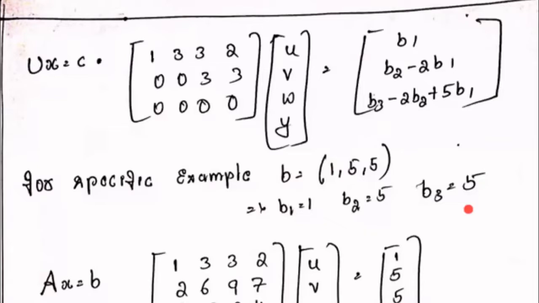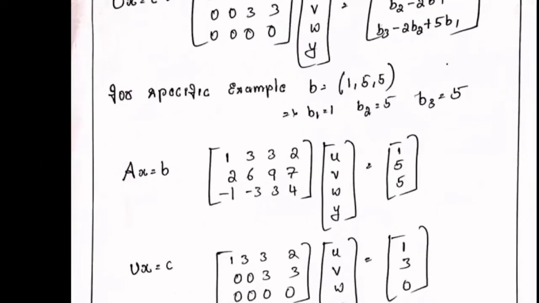So, for this specific case, substitute b1. b1 becomes 1. What about b2? If this is 5, this is 1, so 5 minus 2 is 3, right? And substitute this also. What you get is 5 minus 2 times 5, which is 5 minus 10, so plus 5. You can substitute that.